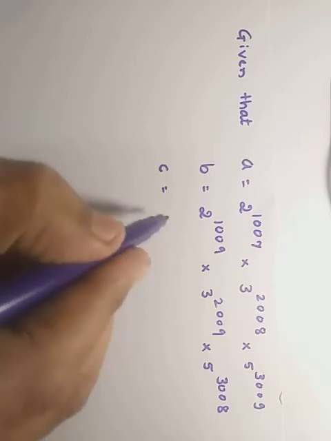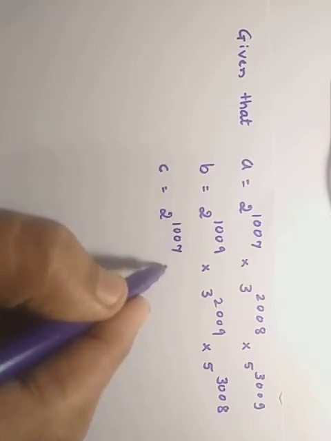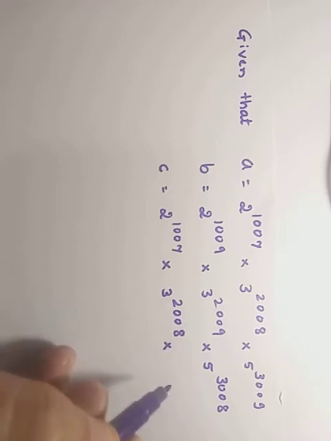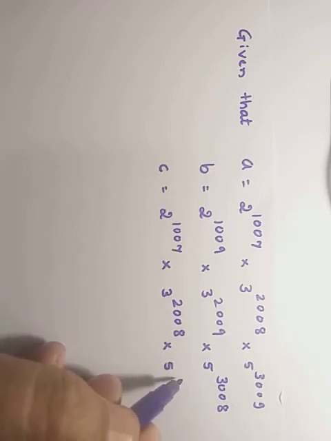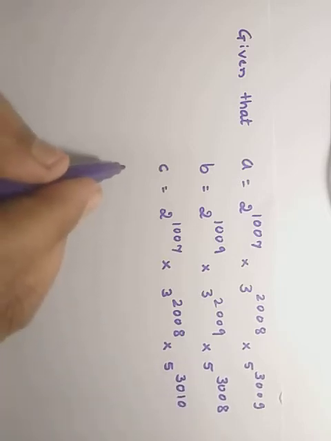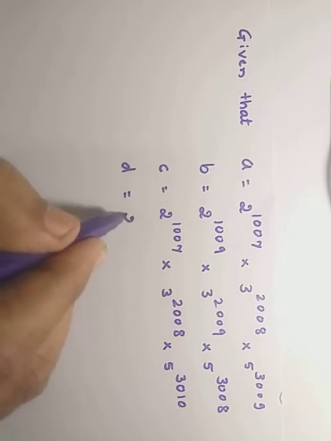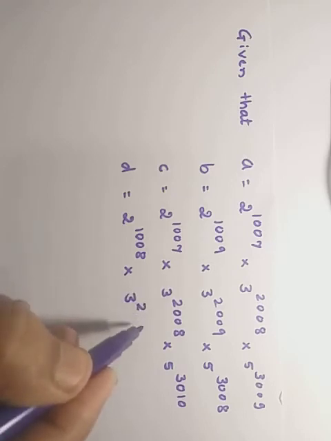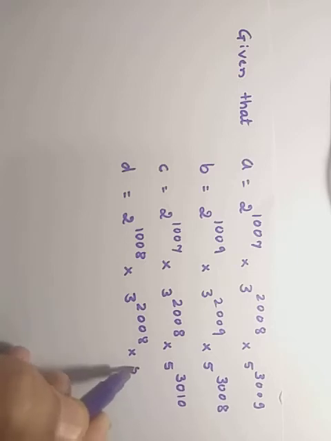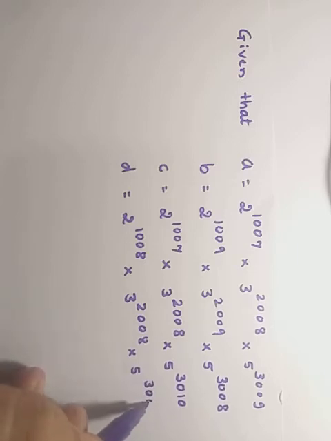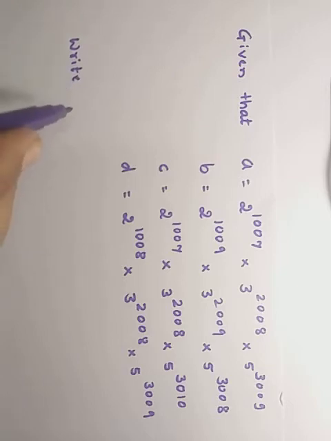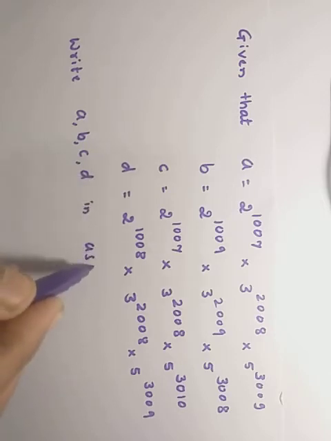C is equal to 2 to the power 1007 into 3 to the power 2008 into 5 to the power 3010, and D is equal to 2 to the power 1008 into 3 to the power 2008 into 5 to the power 3009. Write A, B, C and D in ascending order.